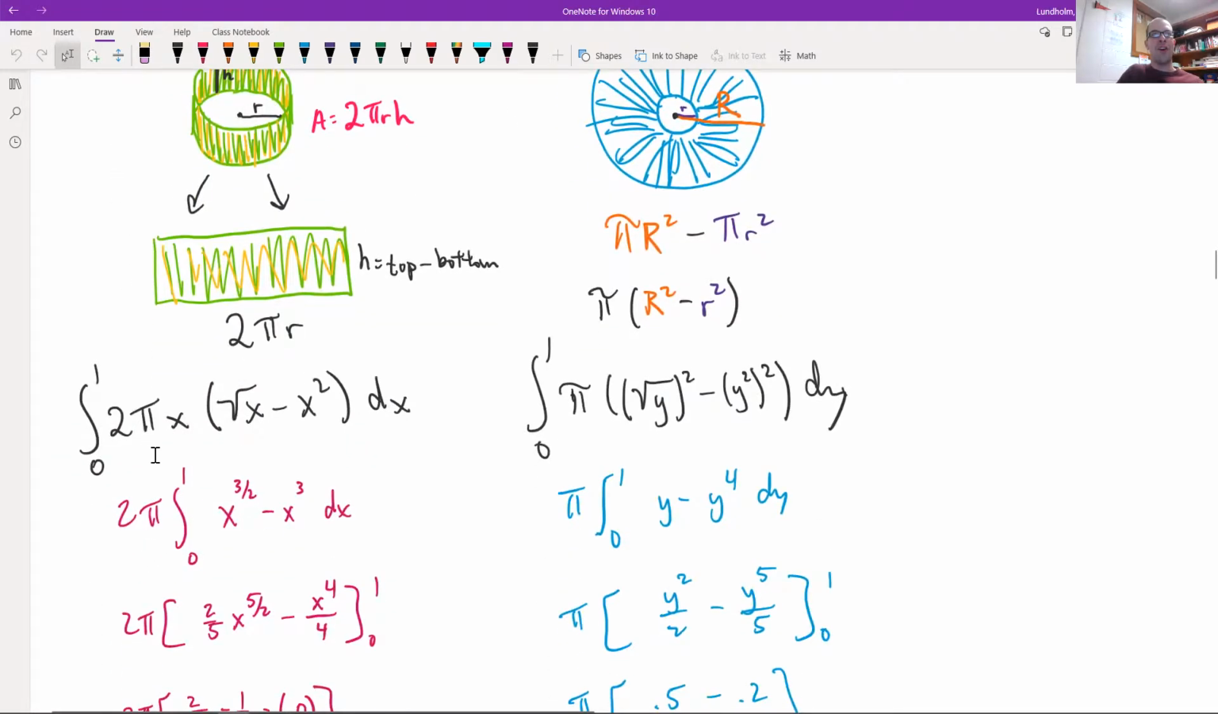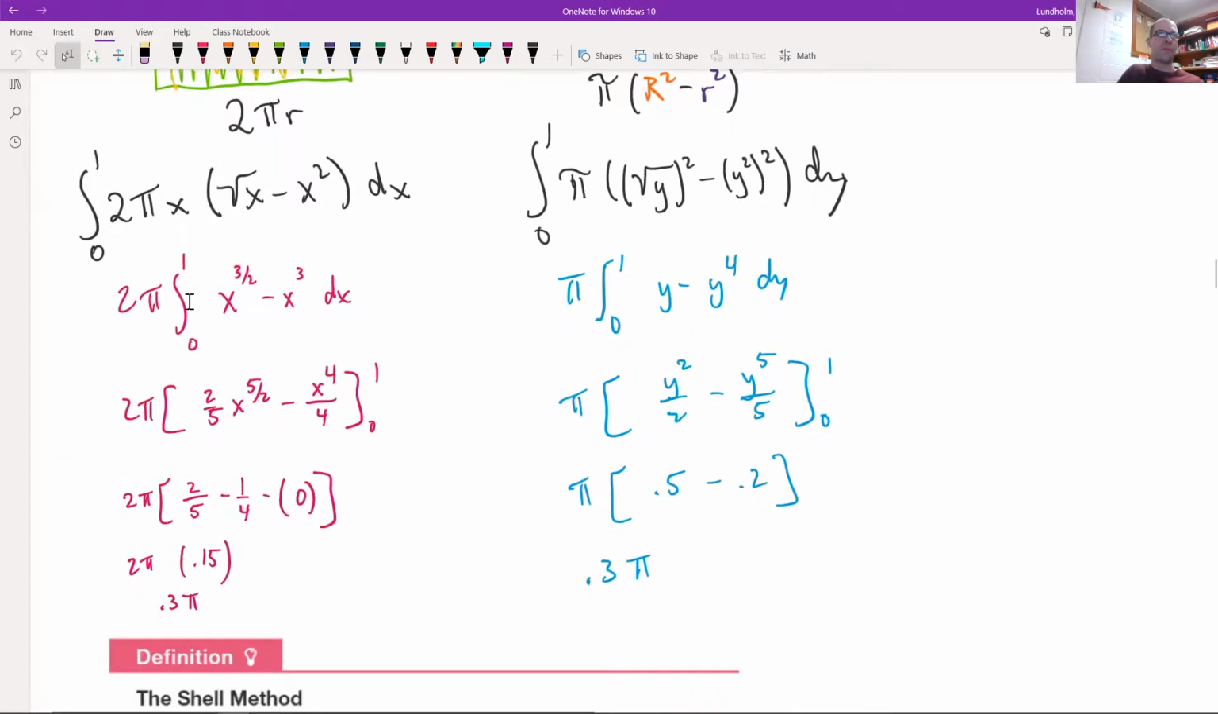And then solving things down, we use the power rule in reverse. Boom, boom, boom. And eventually we get down to 3/10 pi as a volume for that shape. So that's cool.